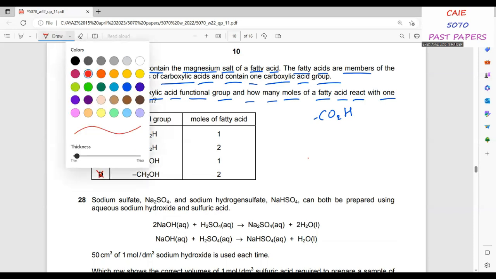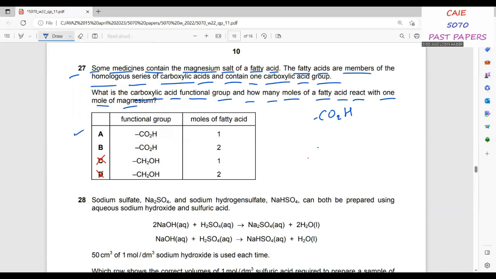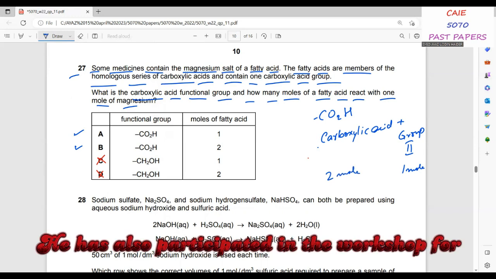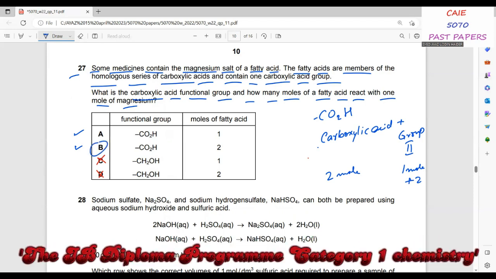We are left with A and B. Both A and B are correct. Now let's see the exact answer for this question. If you react the carboxylic acid with magnesium, you need 2 moles of carboxylic acid, plus group 2 metal. Magnesium is from group 2. So 1 mole of group 2 metal will react with 2 moles of carboxylic acid, because the group 2 metal will carry a +2 charge and the carboxylate ion carries a -1 charge. So choice B will be the right answer for this question.